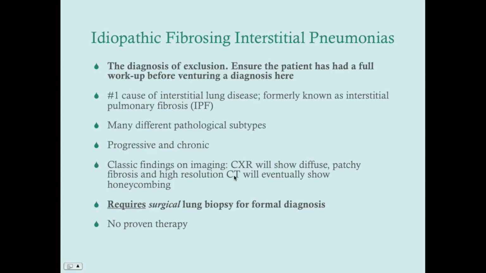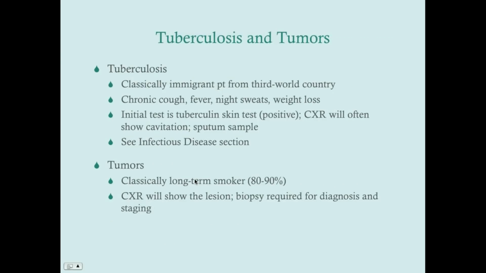Tuberculosis and tumors. So tuberculosis, classically on the USMLE, this is going to be an immigrant patient. People generally don't contract this in the United States. Immigrant patient or maybe a healthcare worker. Chronic cough, fever, night sweats, weight loss. Those are all signs of tuberculosis. Those are going to be your additional signs in addition to your dyspnea and your rales and wheezing that you see in all the other diseases.